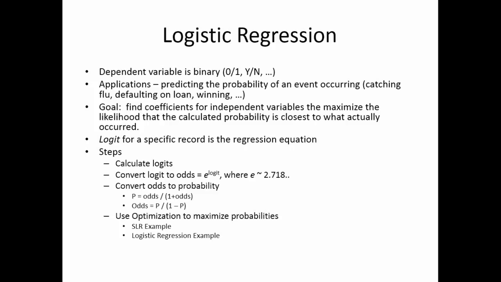Now, odds is equal to the probability divided by 1 minus the probability. And to get the probability from the odds, it's the odds over 1 plus the odds. I'll do an example in another video to show you what that is. And then the last thing that we do, once we can calculate these probabilities, is determine what the coefficients of our logit are, the coefficients of our regression equation, to maximize the likelihood that we correctly predict an event from the original data set.